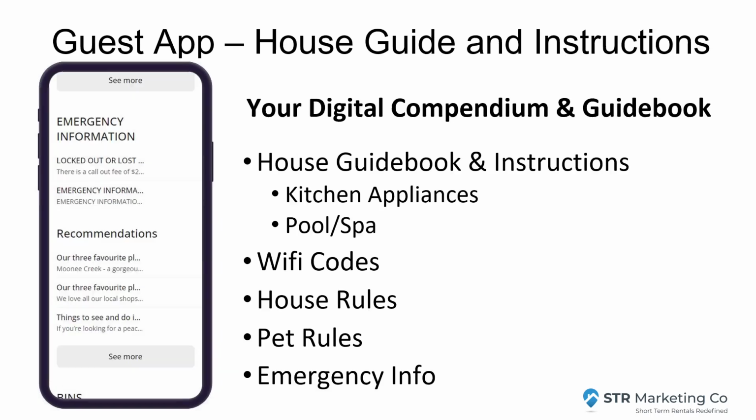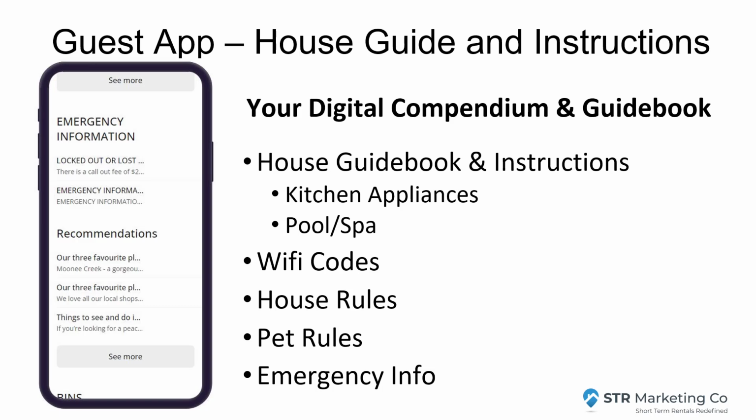Now, another great use of this app is it works as a digital compendium and guidebook. Where you used to have the traditional folder in your house that might have a rundown of different things in the house or instructions, this can now all be done digitally through this app. So you can have a full guidebook of the house, instructions for anything that guests need. For example, like if there's any kitchen appliances that may be tricky to use, pools or spas where you need some instructions for the operation.